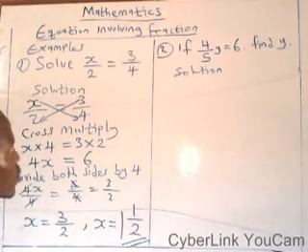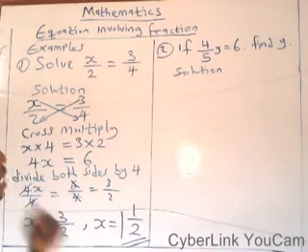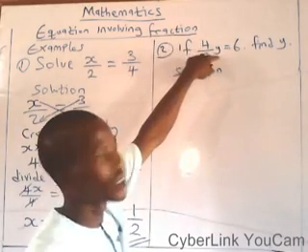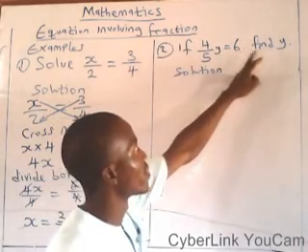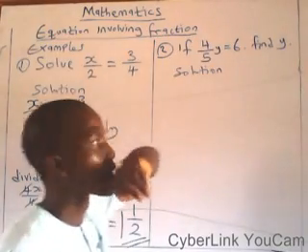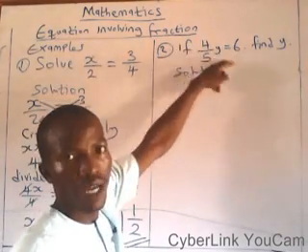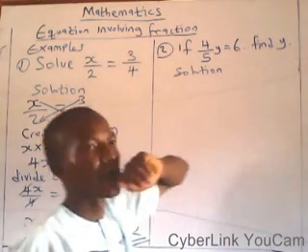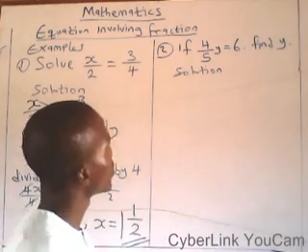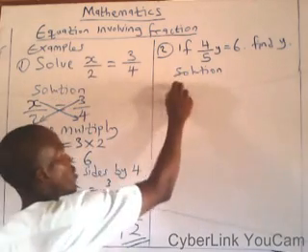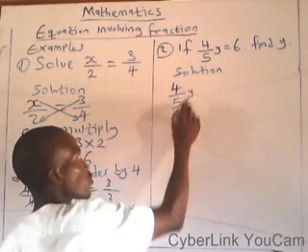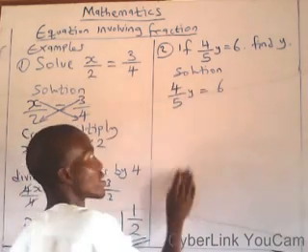Now let's move to the second example. The second example says: if 4 over 5y is equal to 6, find y. If 4 over 5y is equal to 6, find y. Now, 4 over 5, this is the place where they put y. They say is equal to 6.